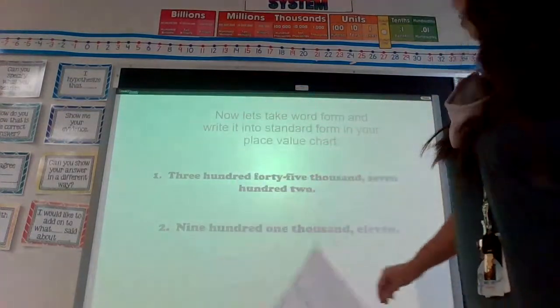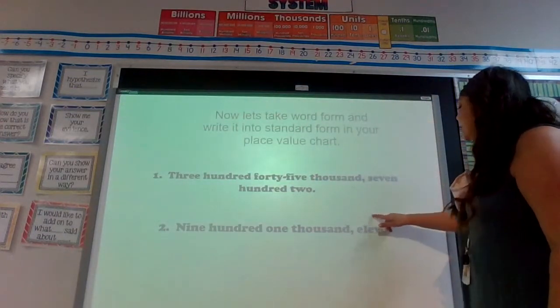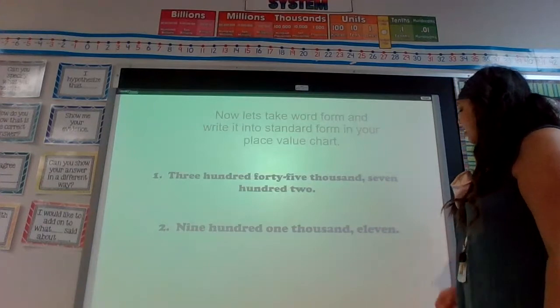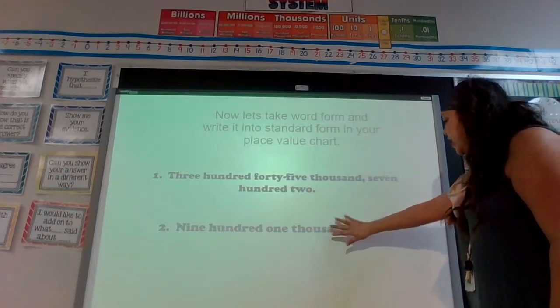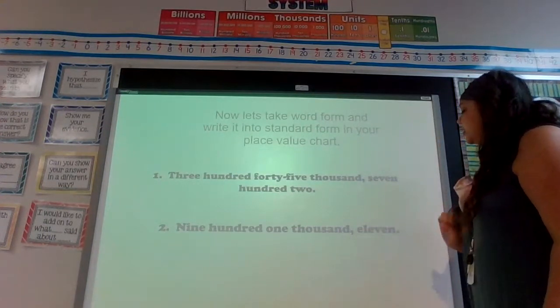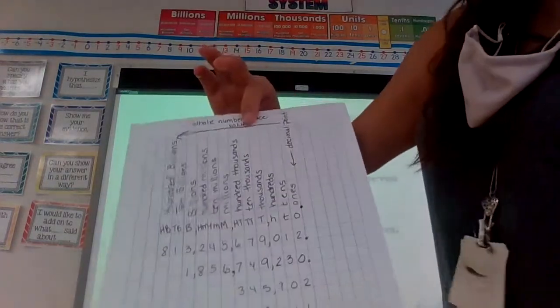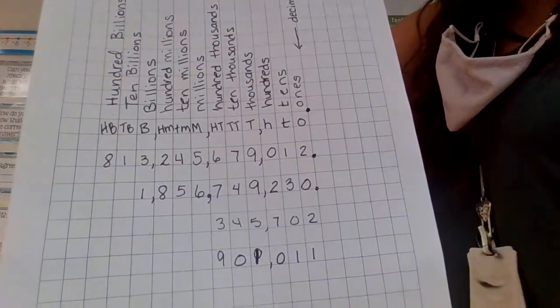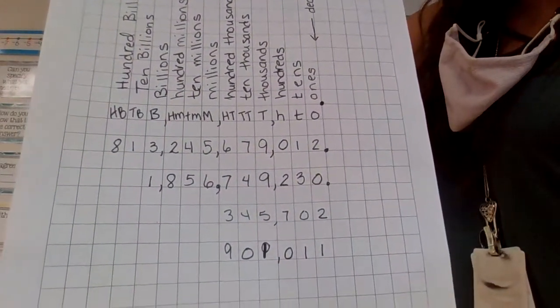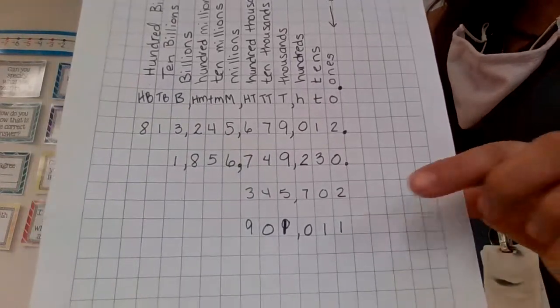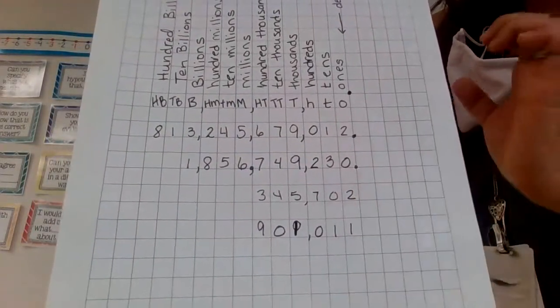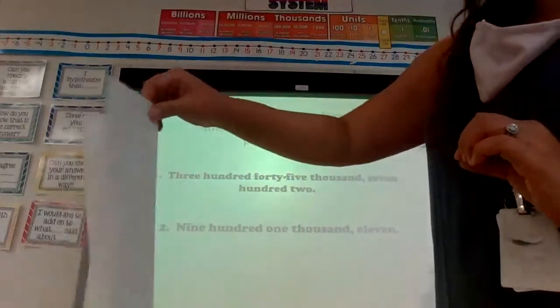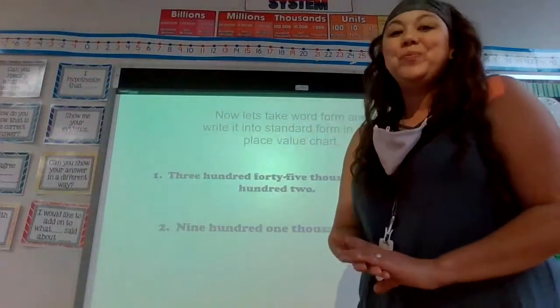Then, since there was nothing at the end of 11, and it's after that period name of the 1,000, I know that this sits in my units place. So that's how your number should read. The 11 is going to go in your tens and in your ones. Okay.